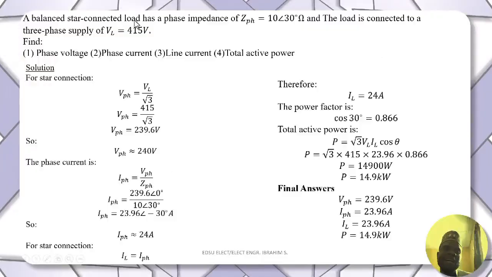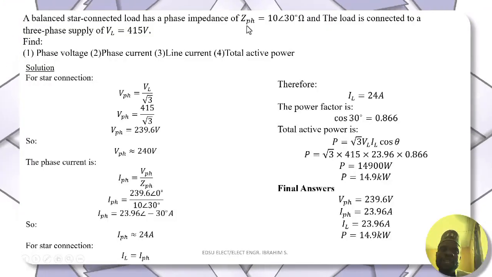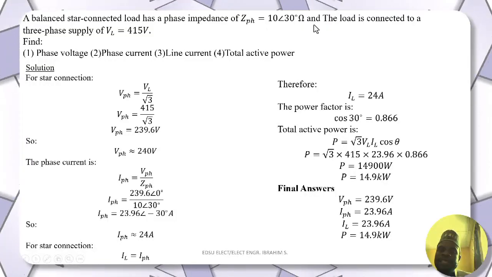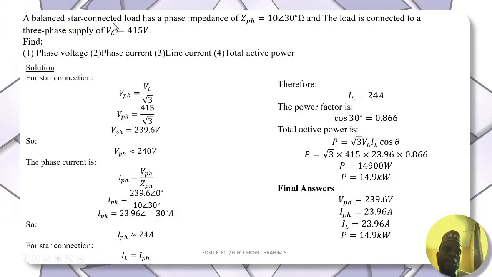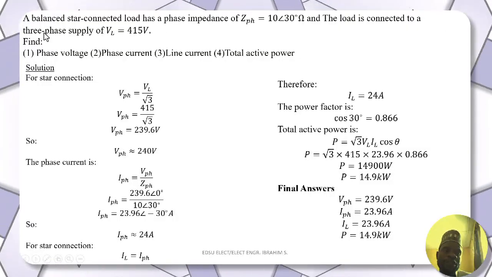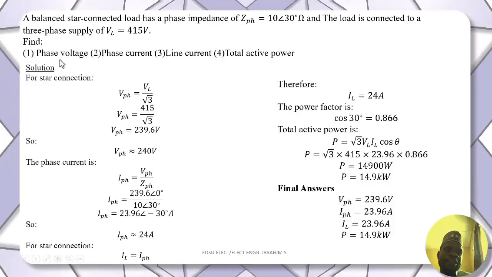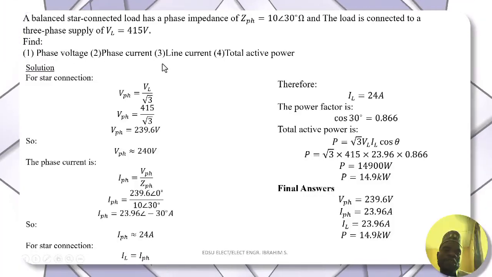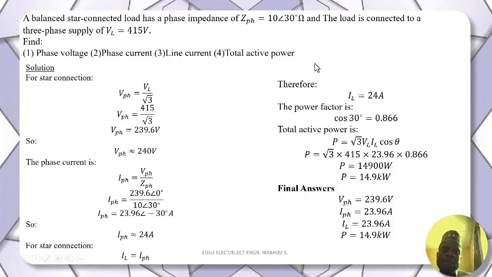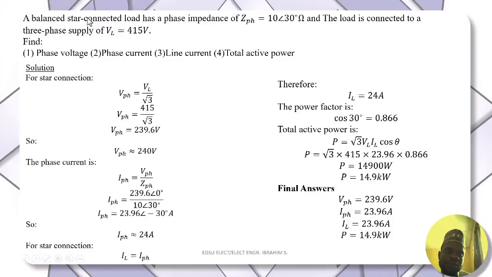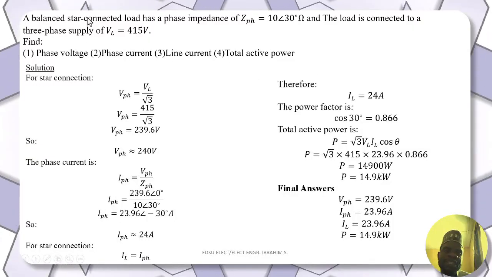A balanced star connected load has a phase impedance of 10 at an angle of 30 degrees ohms, and the load is connected to a three-phase supply with V line equal to 415. We are told to find the phase voltage, the phase current, the line current, and the total active power. And don't forget the kind of connection it is: star connection, which means the system is star connected.